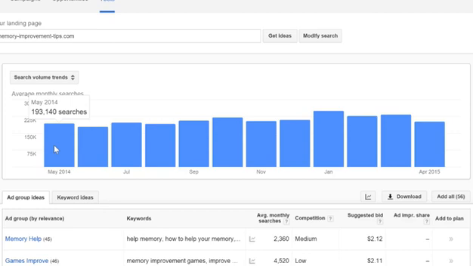keyword. You can see in May of last year it was 193,000 searches, and then it kind of stays around that, jumps up a little bit as you get into the fall, and then seems to peak around January, which makes sense for memory improvement stuff because I think you've got a lot of New Year's resolution people at that point. And January and February and even March, it stays pretty strong, and then as you get into tax season, it goes down. So it's pretty strong throughout the entire spectrum here.